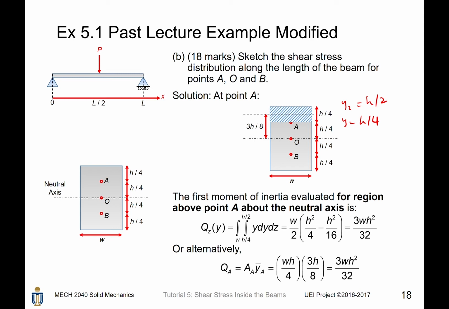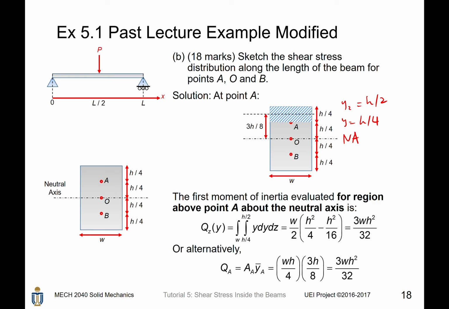Then the first moment of area evaluated for this region with respect to the neutral axis is given by Q equals the double integral of y dA, but dA equals dy from h over 4 to h over 2, and dz is equal to w. So what I mean is that the width, no matter where you take the integral, will always be w. So actually you can take this thing out to be w. Then we compute this first moment of area, and we get 3wh squared divided by 32.